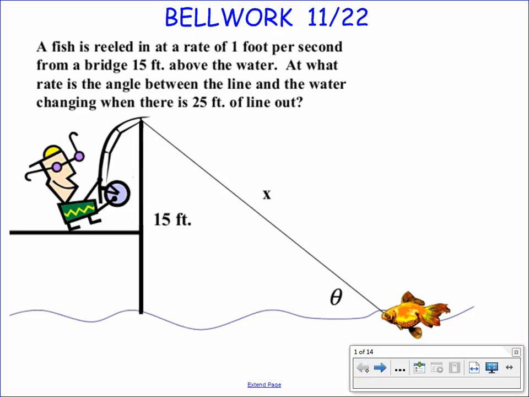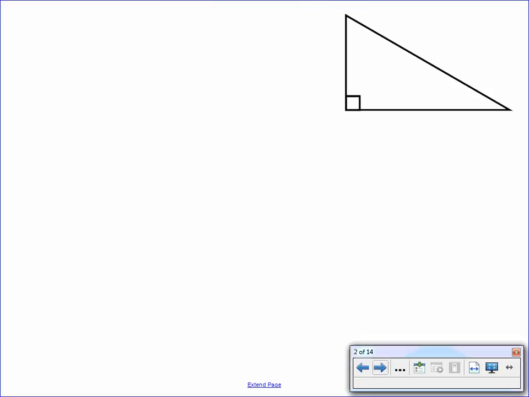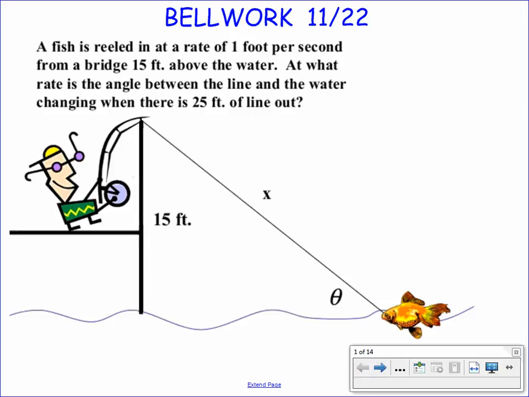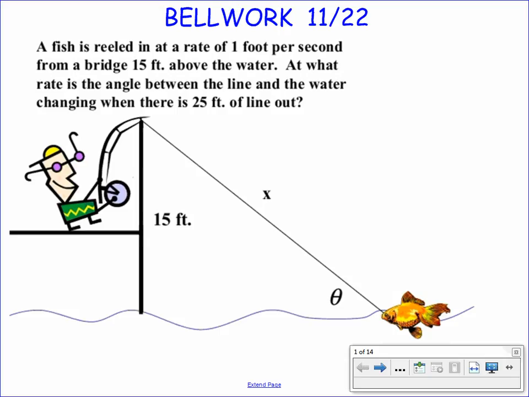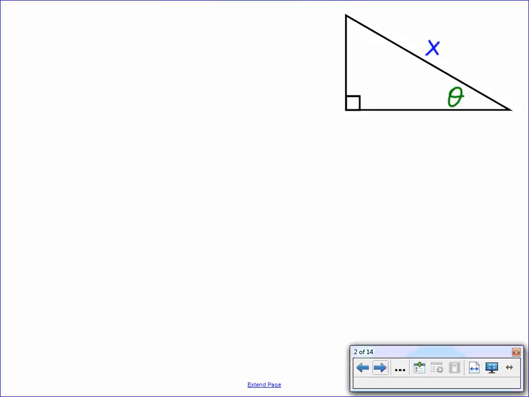We can transfer our angle, right? Our angle between the line and the water we'll call theta. And we're calling the length of line x. That looks like the hypotenuse in this right triangle, so we can call that x. And the only constant that we can label in our picture is the height above the water level, the same constant at 15 feet, so we can go ahead and label that.